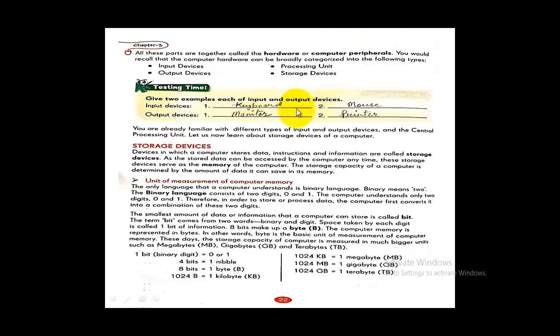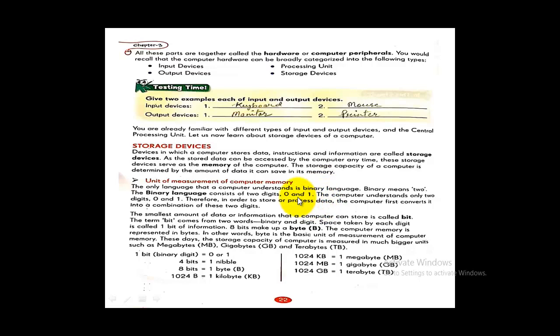And some examples of input device and output device like keyboard, mouse, monitor, printer, and the storage device. What are storage devices? And the unit of measurement of computer memory. And the conversion of units, like 4 bits equal to 1 nibble, 8 bits equal to 1 byte, 1024 bytes equal to 1 kilobyte. The conversion of units also we have done.